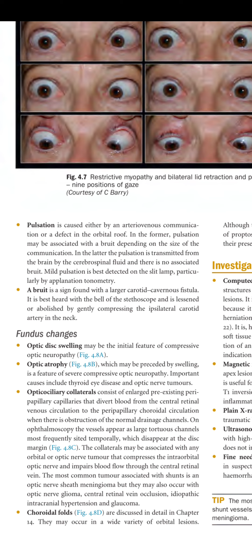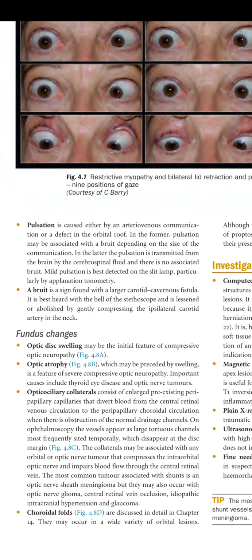The collaterals may be associated with an orbital or optic nerve tumor that compresses the intraorbital nerve and impairs blood flow through the central retinal vein. The common tumor associated with the shunt is an optic nerve sheath meningioma, but they may also occur with an optic nerve glioma, central retinal vein occlusion, idiopathic intracranial hypertension, and glaucoma.